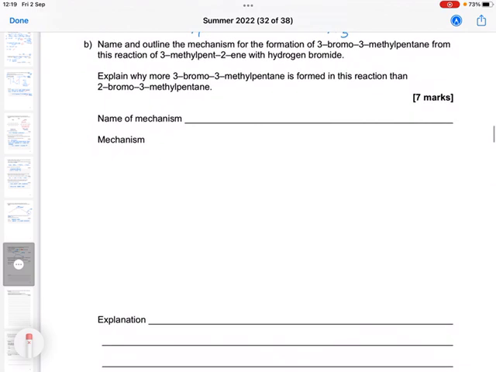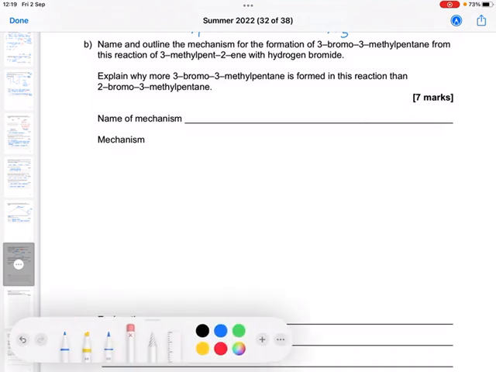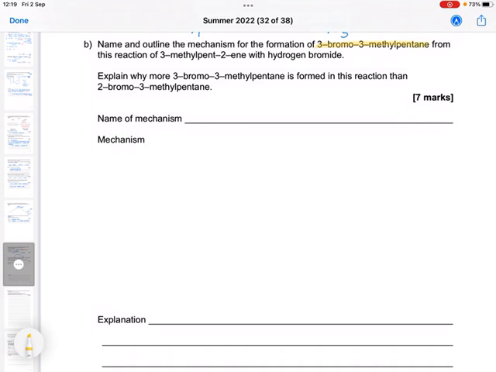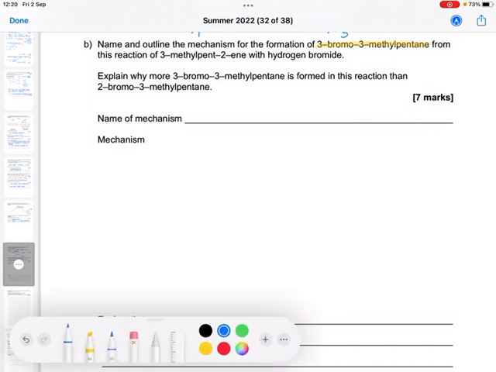Okay, part B, name and outline the mechanism for the formation of 3-bromo-3-methylpentane. Right, that's going to be important. We need to make sure that when we do our mechanism, the bromine and the hydrogen go on the correct carbons. From this reaction of 3-methylpent-2-ene with hydrogen bromide. Okay, so let's do the mechanism and then we'll come back to it all in a minute.